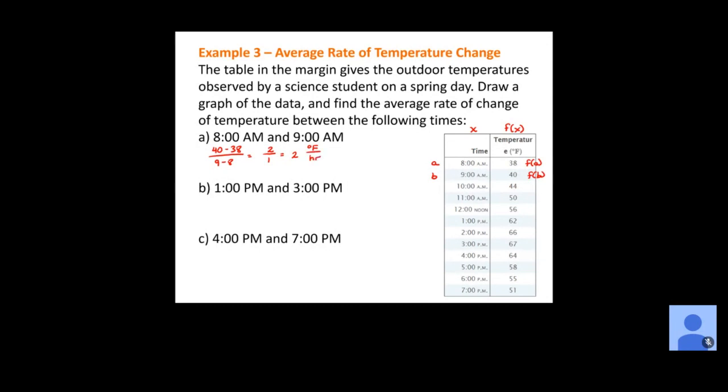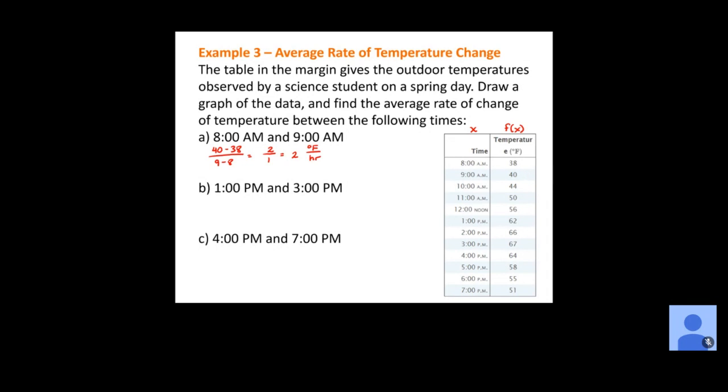In other words, from 8 a.m. to 9 a.m., our temperature went up by approximately 2 degrees Fahrenheit per hour. That's our average rate of change. And we're going to do the same thing with these other ones. So again, we have to identify the A and B values first.